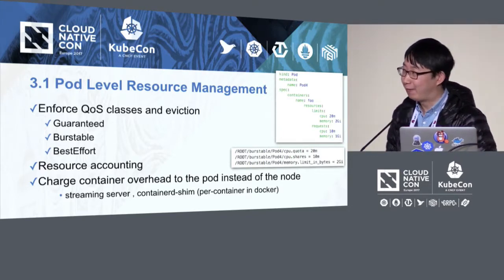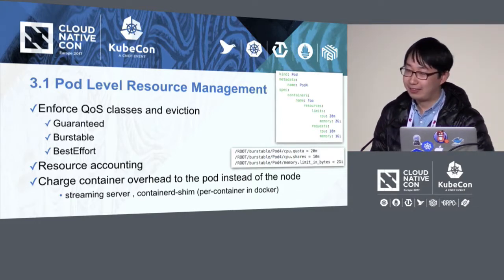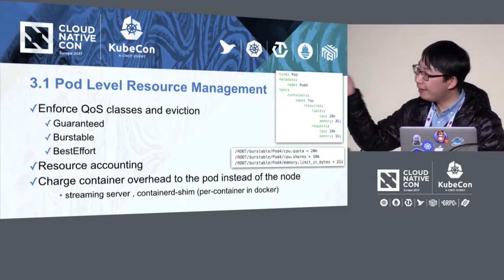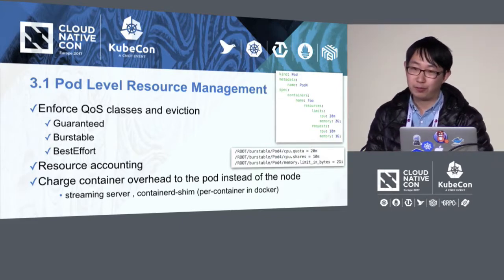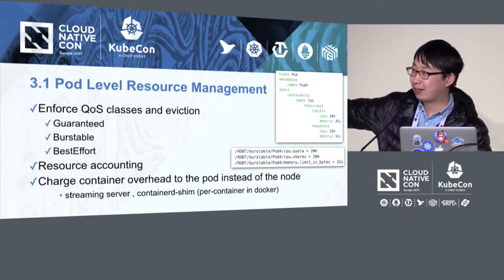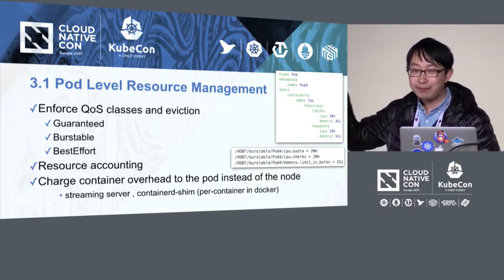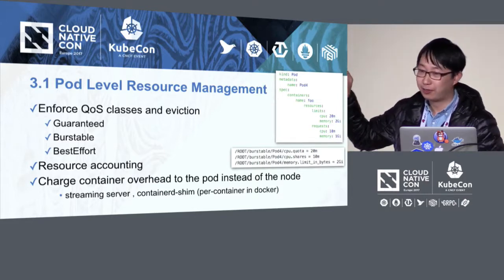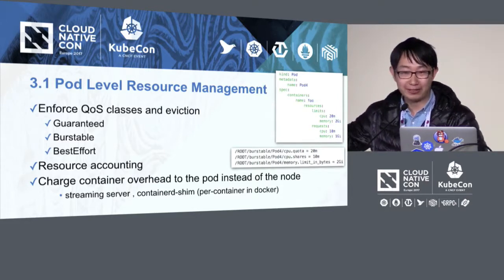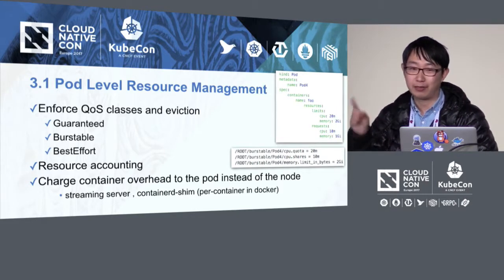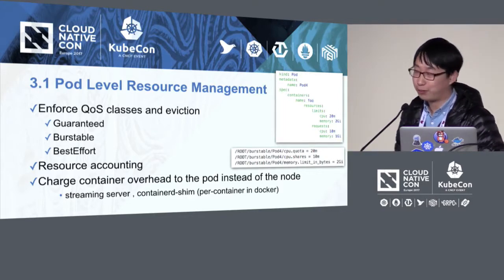So that's why we have 3 kinds of QoS classes in Kubernetes. So first of all, guaranteed, burstable and best effort. Here is the example of the burstable pod. And you can see here it has a resource request and resource limit, and they are not equal. So that means this pod can use more resources than its resource request because the scheduler only knows about the request. So that's why it's called burstable.